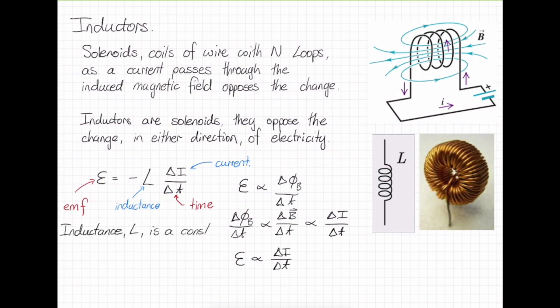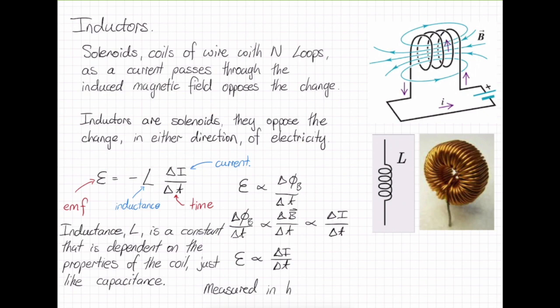Inductance is a constant. It is dependent on the properties of the coil, just like capacitance. Inductance is measured in Henry. Henrys are volt seconds per amp, or ohm seconds. An inductor in a circuit will have a symbol like this. All circuits will have some inductance, however, without a coil, a solenoid, the inductance is negligible.